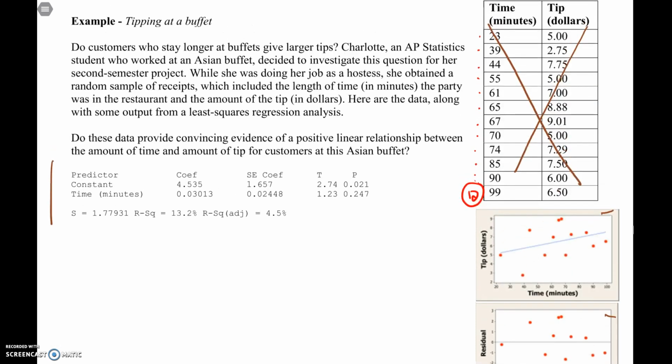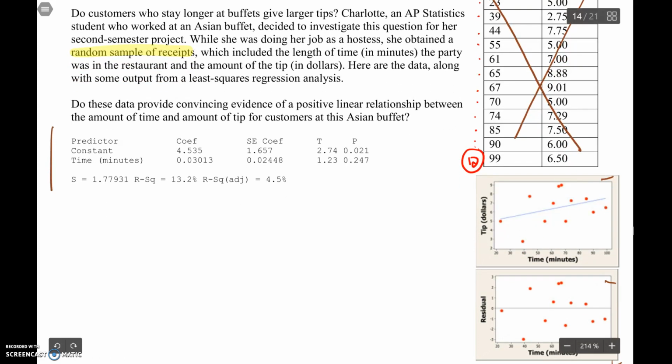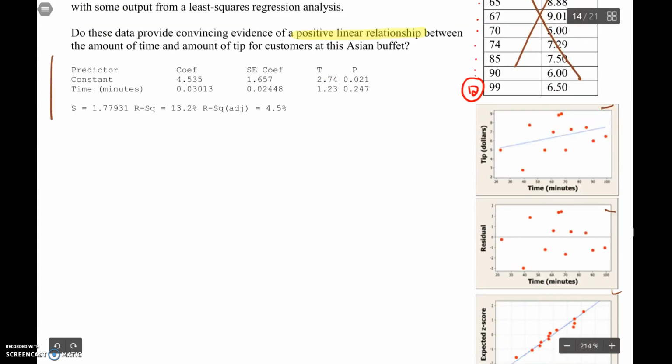Do customers who stay longer give larger tips? Charlotte, an AP Stat student who worked at an Asian buffet, decided to investigate this question for her project. While she was doing her job, she obtained a random sample of receipts, which included the length of time the party was seated and the amount that they tipped. Here's the data with some computer output. Do these data provide convincing evidence of a positive linear relationship between time and tip amount?